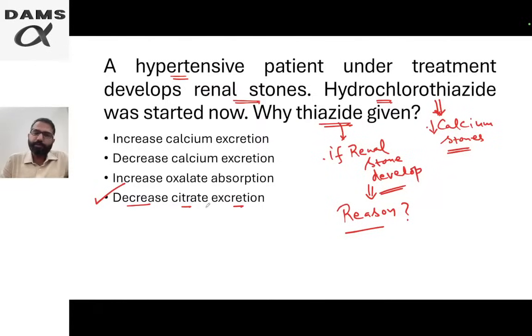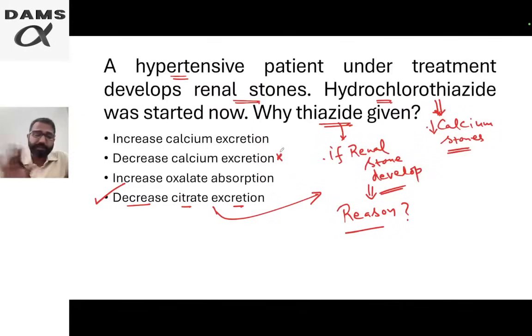And that leads to, because it decreases the calcium excretion without any doubt, but by that it cannot cause the renal stone. By that it decreases the risk of renal stone. If it decreases the citrate excretion, that can lead to increased renal stone risk. So please correct it. Thiazides have one paradoxical effect on the renal stone: they decrease the citrate excretion. Those who are saying that it decreases the calcium excretion, that statement is correct, but that cannot cause the renal stone.